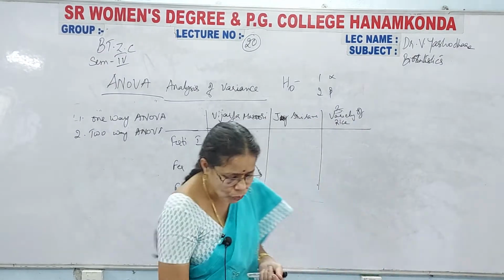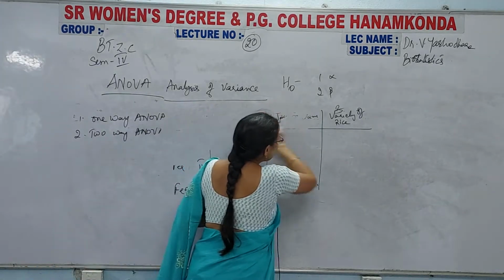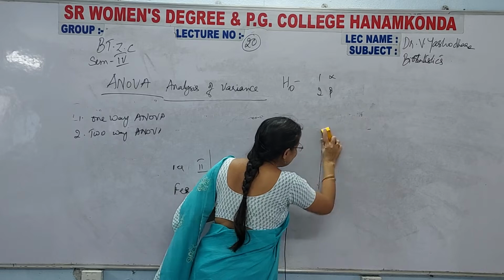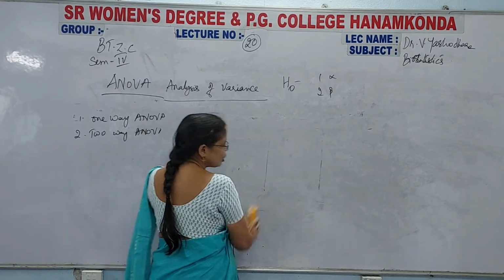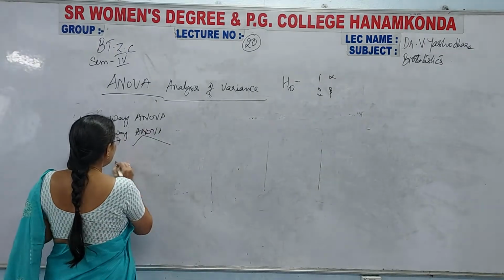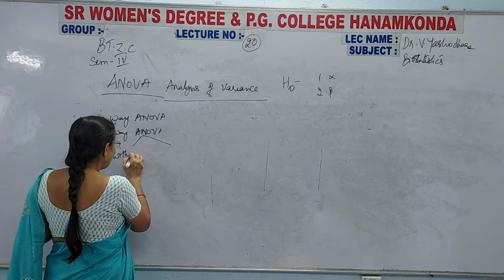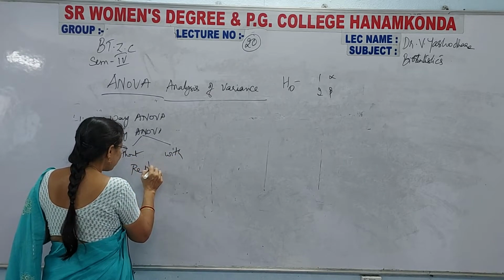This is known as a two-way classification. Coming to the two-way classification, this two-way classification is again of 2 types. That is two-way classification with replication and two-way classification without replication. See here, this is without replication and with replication.